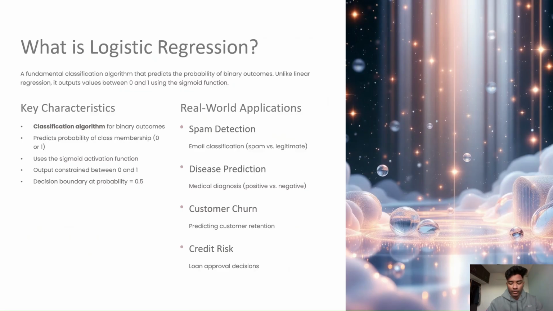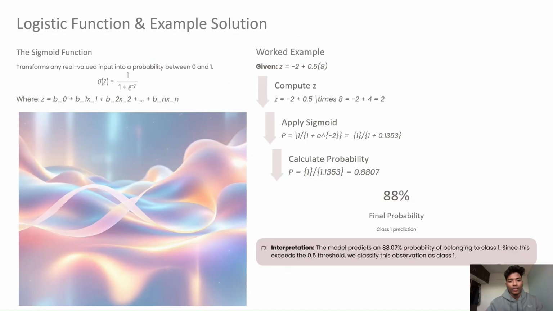Now let's discuss the logistic function with an example. The sigmoid function converts any real value into a probability. We compute z equals b0 plus b1 x1 plus b2 x2 plus, and the series goes on. Worked example: given z equals minus 2 plus 0.5 multiplied by 8, so we have z equals 2. Applying the sigmoid function, we get p equals 0.8807. This means the model predicts an 88% probability that the observation belongs to class 1. Since 0.88 is greater than 0.5, we classify it as class 1.